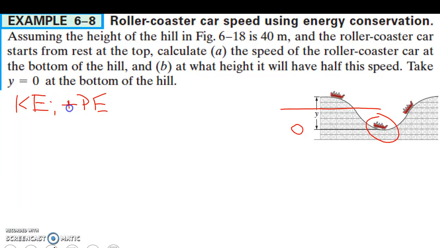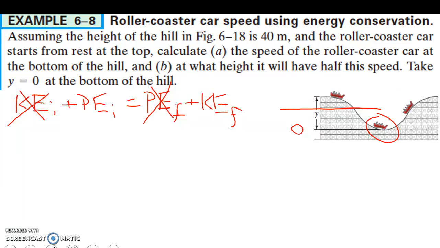So we got potential and kinetic energy initial, potential and kinetic energy final. All right, no friction yet. So we're going to look at this, and again, at the top, we're starting from rest. We can eliminate kinetic energy. At the bottom of the hill, we'll have no potential energy because we're at 0 position. So now we just got potential energy initial equals kinetic energy final. Boom, piece of cake, right?